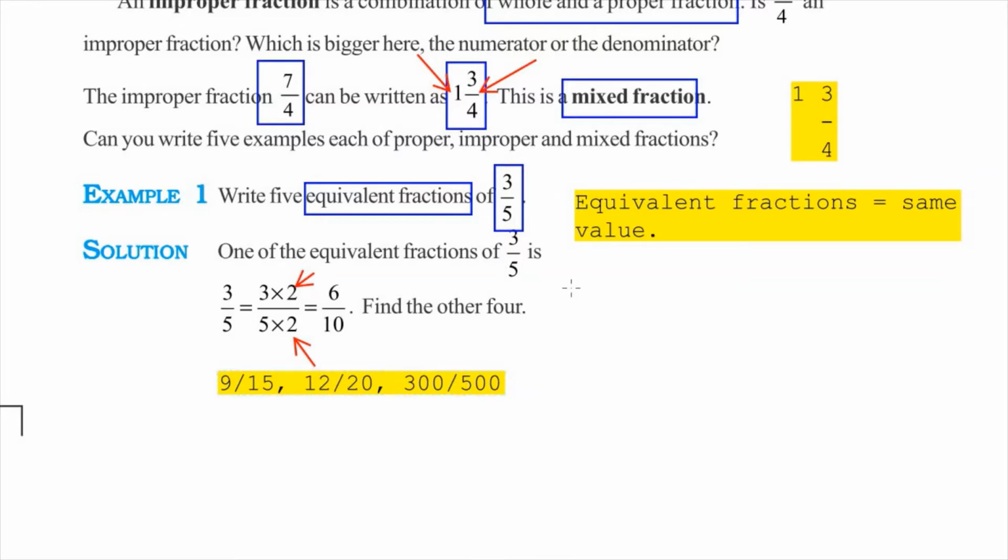Before we move on, just remind yourself, is 3 by 4 a proper or improper fraction? You can take some time to think. The answer is, it's a proper fraction because the numerator is less than the denominator. So the value is less than 1.